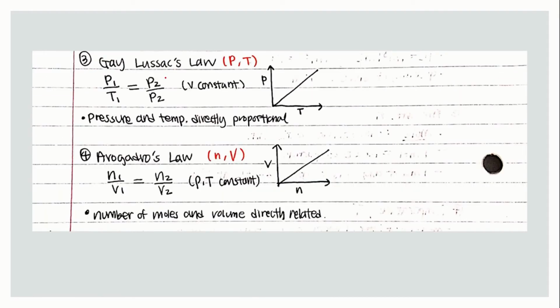Next are the Gay-Lussac's law and the Avogadro's law. Gay-Lussac's law deals with pressure and temperature. Pressure and temperature are directly proportional, so this graph shows that as temperature increases, the pressure Y values increases. And Avogadro's law deals with the amount and the volume. So number of moles and volumes are directly related as well.